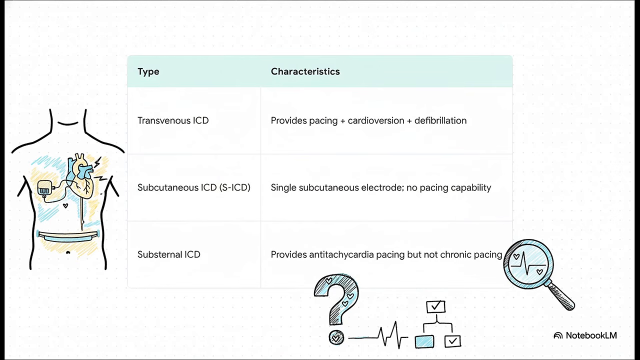Okay, let's switch gears for a second to implantable defibrillators, or ICDs. Now, they also use generators and leads, but what they do is different. And as a coder, you've got to know which is which. A transvenous ICD is kind of the whole shebang. It can pace, it can cardiovert, and it can defibrillate. But a subcutaneous ICD, or SICD, has absolutely no pacing ability. And then the substernal one can do some pacing, but not the chronic, everyday kind. Recognizing these differences is everything when it comes to picking the right code.